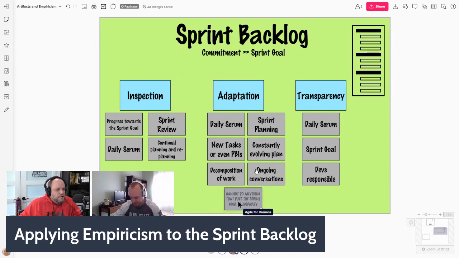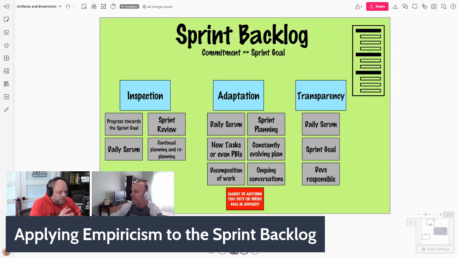Yeah, something I want to highlight, as we consider the adaptations, again, the sprint goal is the lens. We cannot make any change or any adaptation that would put the sprint goal in jeopardy, right? So again, that lens is really influencing the means and the ways that we apply empiricism to the sprint backlog.